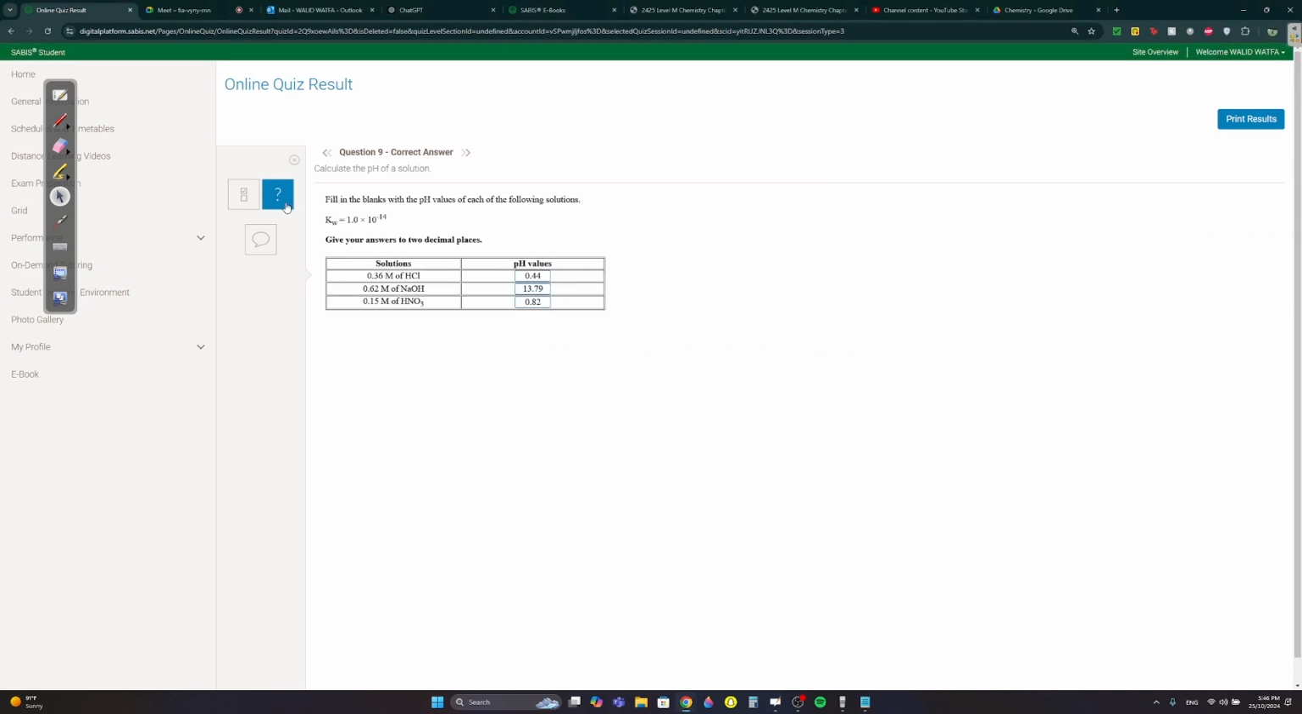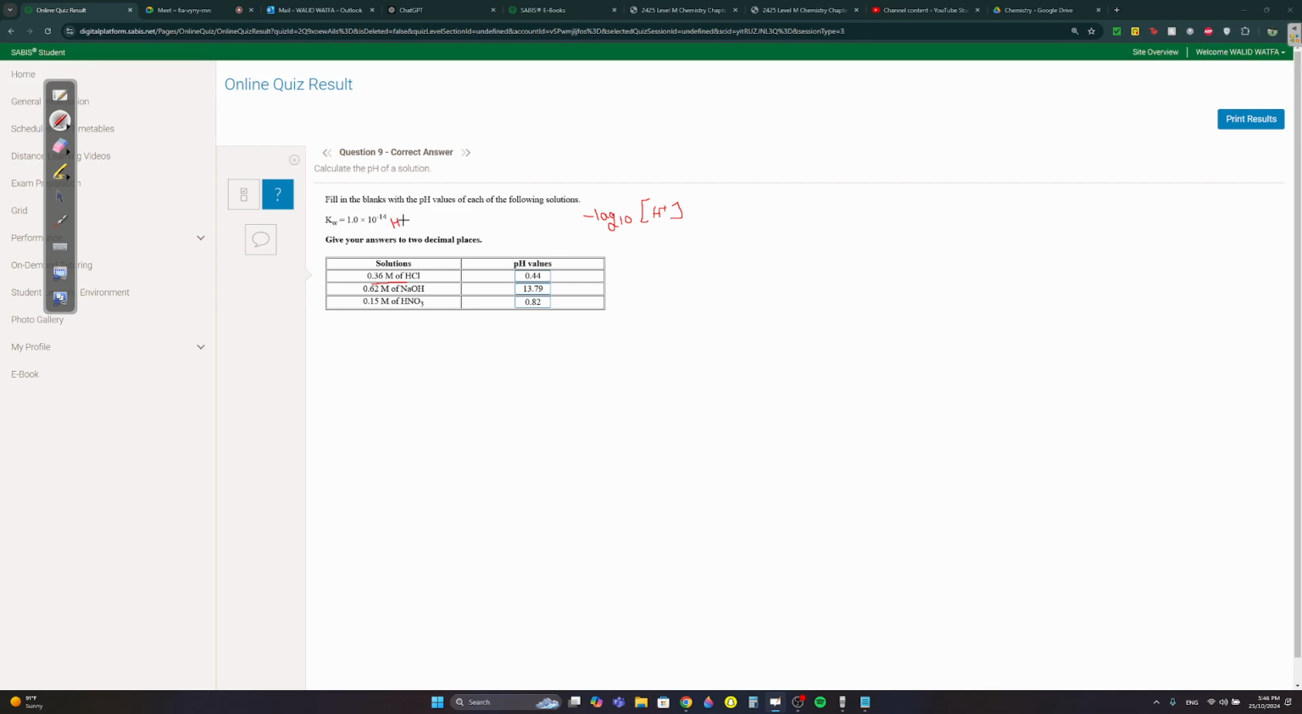Question 9. Fill in the blanks with the pH values of each of the following solutions. 0.36 M of HCl. To find pH, it's minus log H plus. Right? Let's see. Let's find H plus.